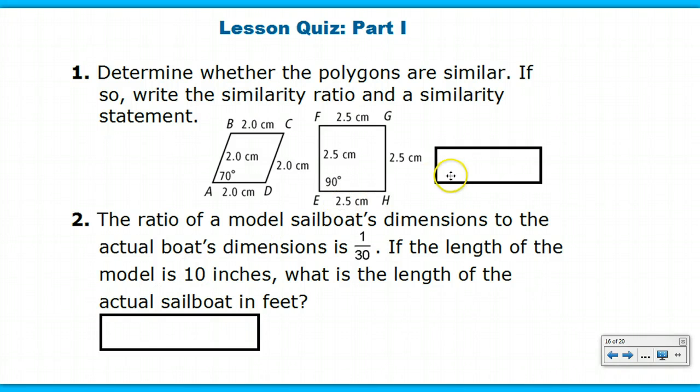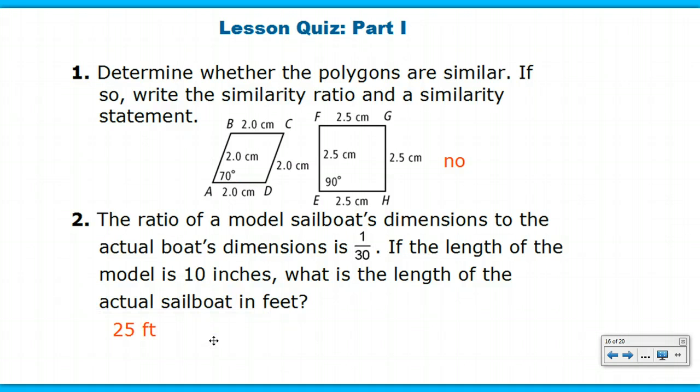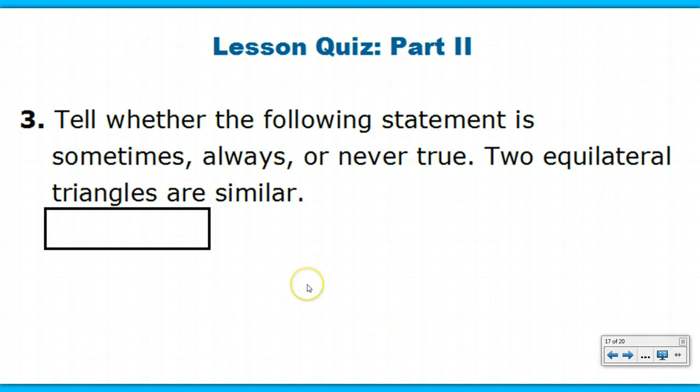Your answer for number 1, similarity ratio and a similarity statement: cannot be made because these are not similar. Okay. How about number 2? What is the length of the actual sailboat in feet? 25 feet. And again, pause, come back and check your answer.